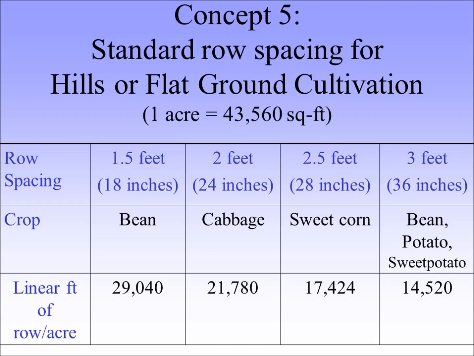So I gave you the tables. All I did is divide 43,560 by the typical row spacing. You get that table in the vegetable production handbook. You got that in our handout here. After a while, you'll know those numbers by heart. And those numbers are good.